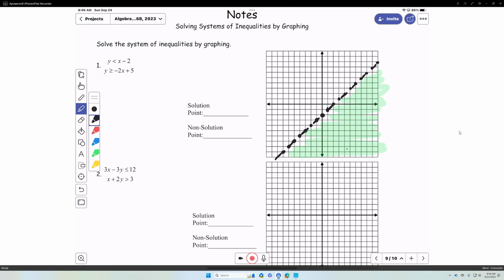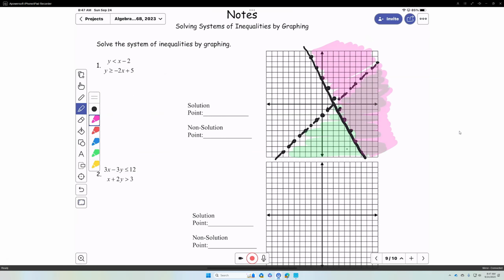The y-intercept is 5. And since the slope is negative 2, I'm going to go down 2 over 1, go down 2 over 1, and I'm going to repeat that process. I can also go up 2 and one to the left. And since it's equal, it's going to be a solid line. And you notice that it says y is greater than or equal to. So in this inequality, an answer could be on the boundary.